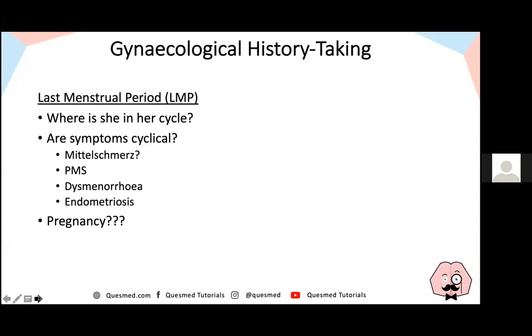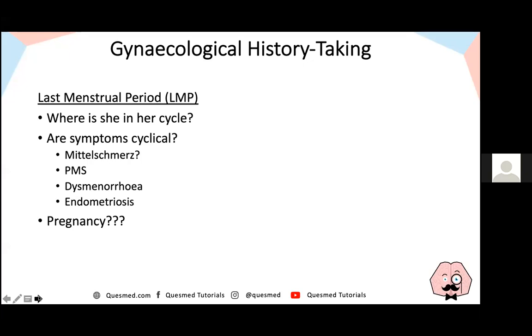So we're thinking about things like Mittelschmerz, that's ovulation pain, things like premenstrual syndrome, things like painful periods, dysmenorrhea, and things like endometriosis. They're all cyclical symptoms. It's important to know where she is in her cycle and have a discussion over whether her symptoms are related to her menstrual period. And we also want to think about her last menstrual period in terms of pregnancy.